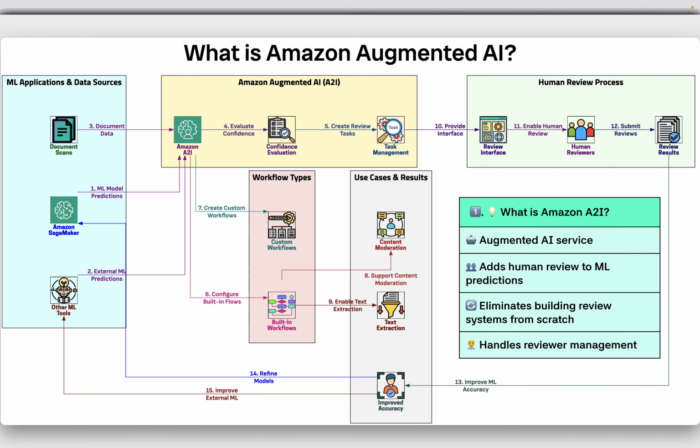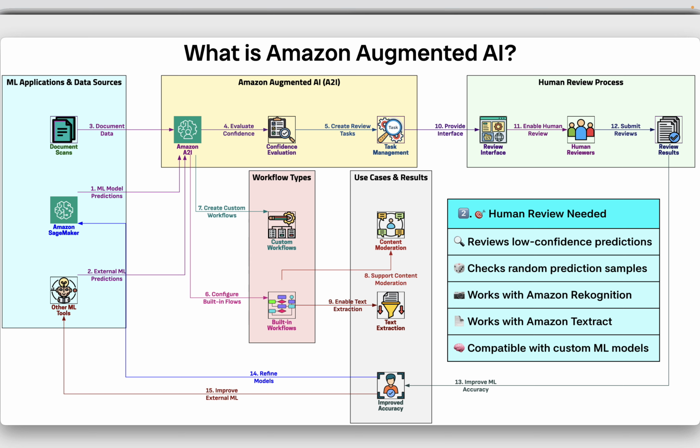So what is Amazon Augmented AI? Amazon Augmented AI is a service that makes it easy for anyone using machine learning to add human review to their predictions. It takes away the hard work of building these review systems from scratch or managing many human reviewers.